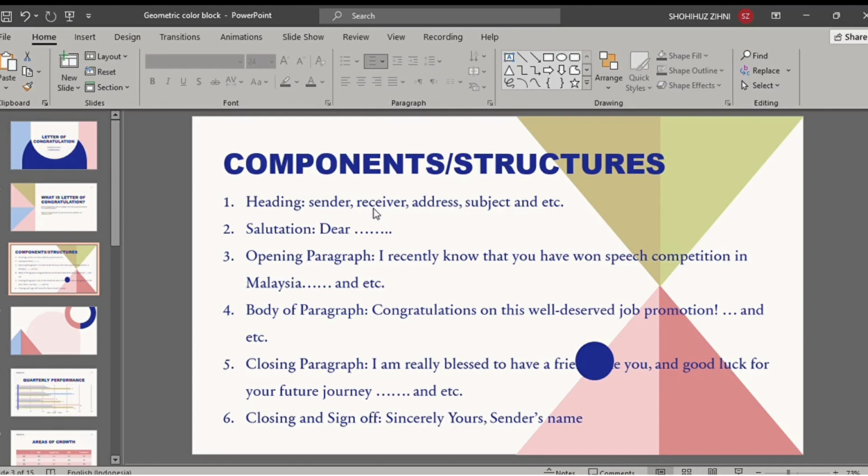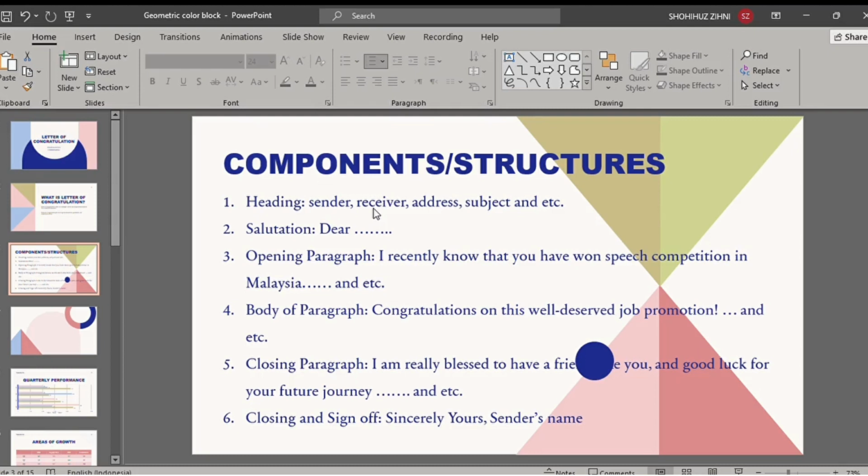The first one is headings. Headings in the letter can be written in many ways, but on this occasion, I'm going to show you the simplest way to write the headings: sender, receiver, address, subject, and many others. The second one is the salutation. Salutations in the letter can be written as dear, for example, dear Ria, and many others. The third one is the opening paragraph. It is the bridge to the body paragraph, which includes congratulation expressions. In this example, I recently found out that you have won speech competitions, and many others.